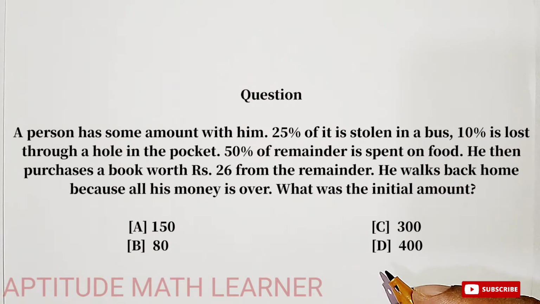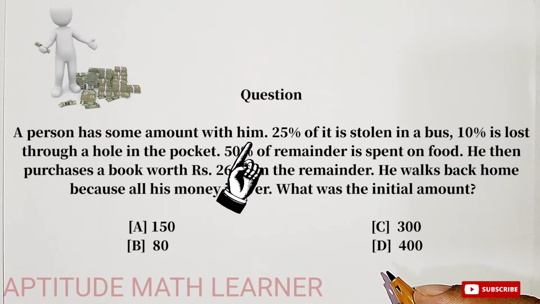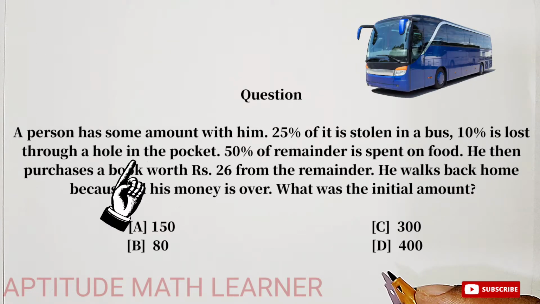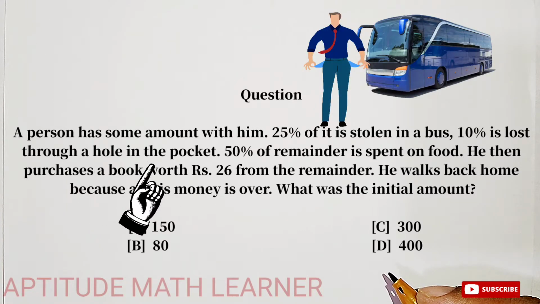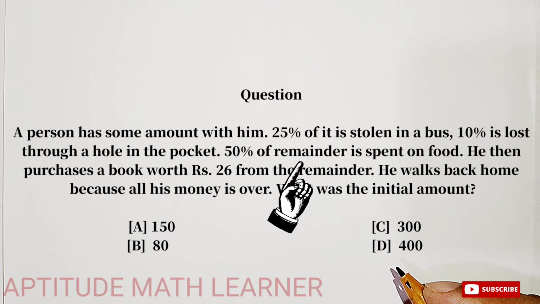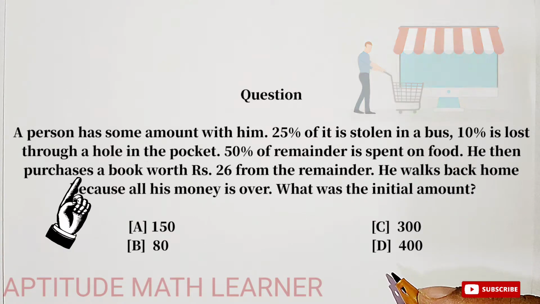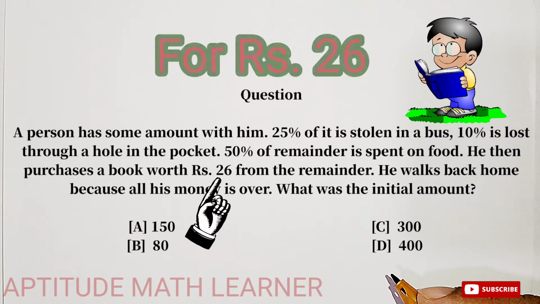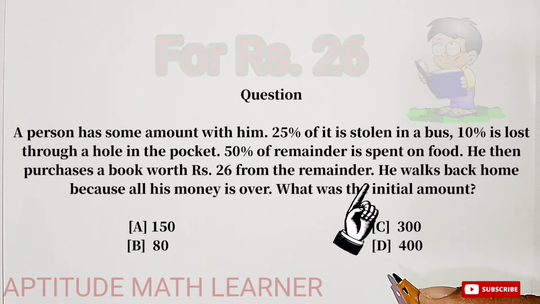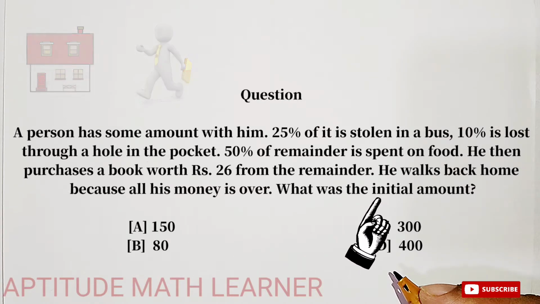And the question today is: a person has some amount with him. 25% of it is stolen in a bus. 10% is lost through a hole in his pocket. 50% of the remainder is spent on food. He then purchased a book worth rupees 26 from the remainder. He walked back home because all his money is over. What was the initial amount?